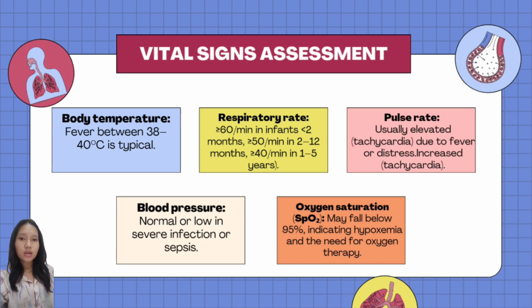Third is pulse rate, usually elevated, tachycardia due to fever or distress. Fourth is blood pressure, normal or low in severe infection or sepsis. And the last is oxygen saturation, or usually called SpO2, which may fall below 95%, indicating hypoxemia and the need for oxygen therapy.